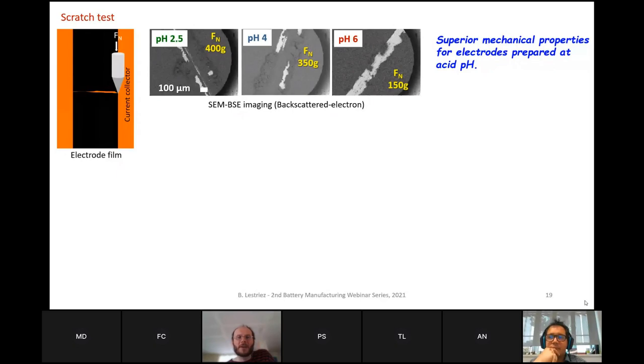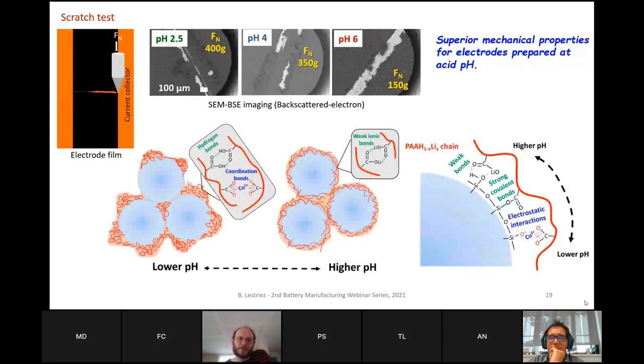The loads are shown in yellow. Next, we here are making only hypotheses, but we could attribute this superior mechanical strength to electrodes prepared in acidic conditions for several reasons. First, the binder is expected to be distributed with different conformations on the surface of the particles.